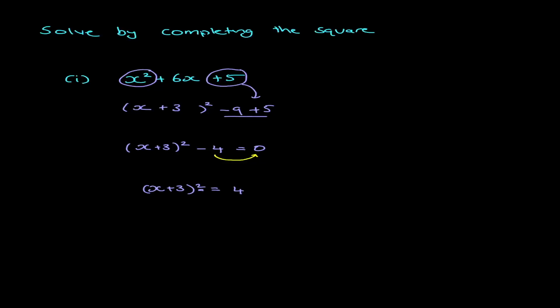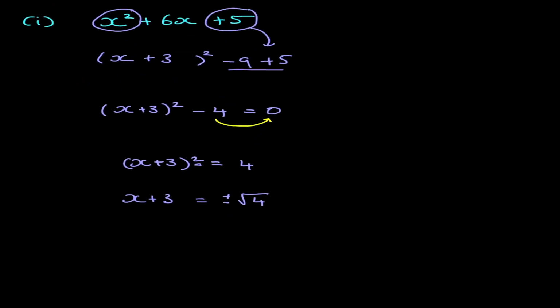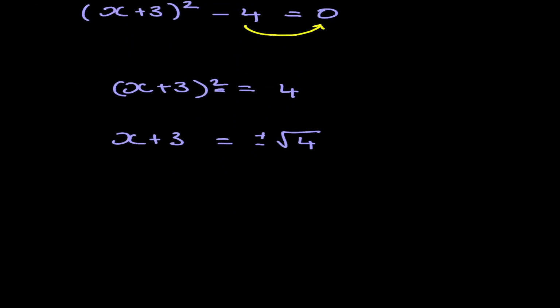Now we want to get rid of this squared, so you square root both sides. So you got x plus 3 on the left-hand side, and on the right-hand side, you get the square root of 4. And it's really important to remember when you square root an answer, you get two values. You get a positive and a negative. And square root of 4 is 2. So you could say x plus 3 is plus or minus 2.